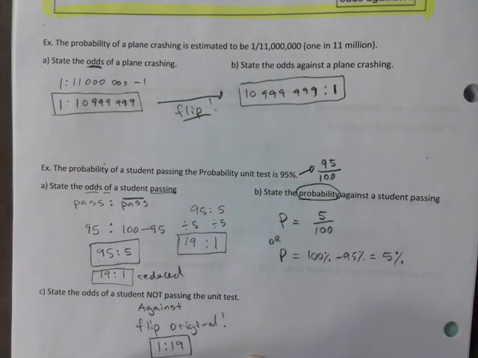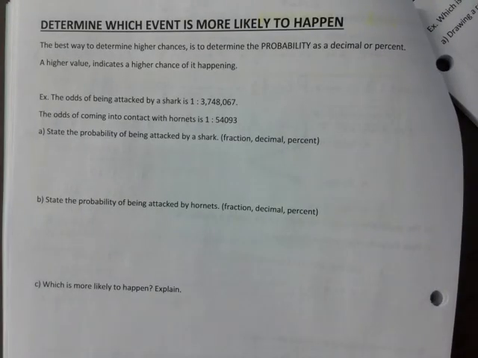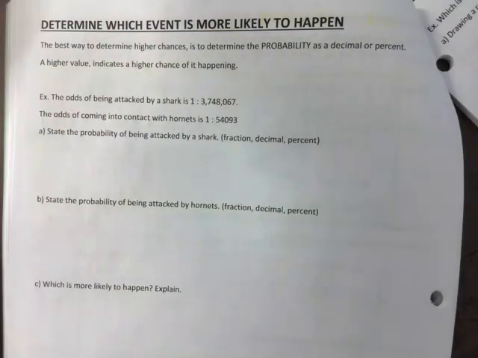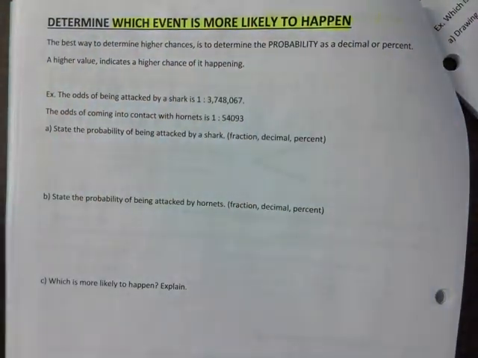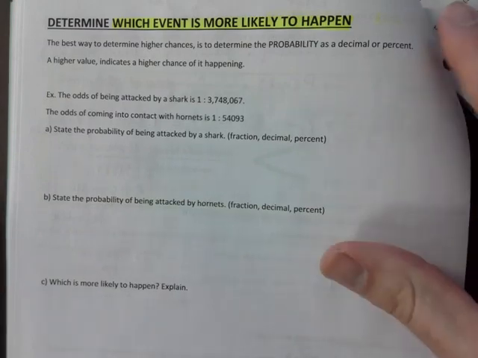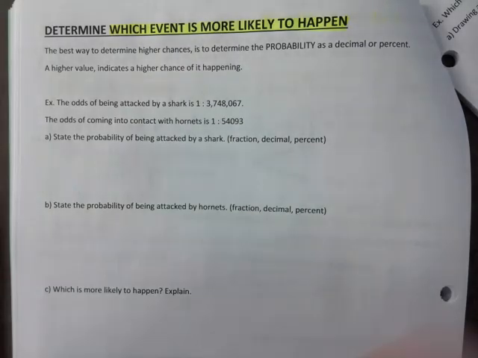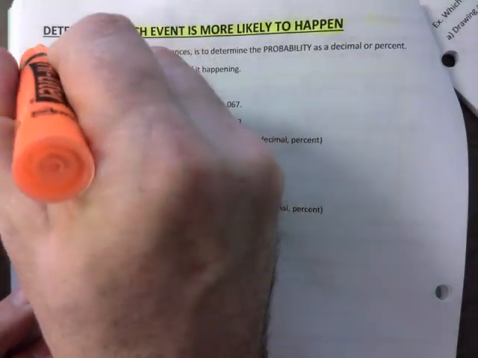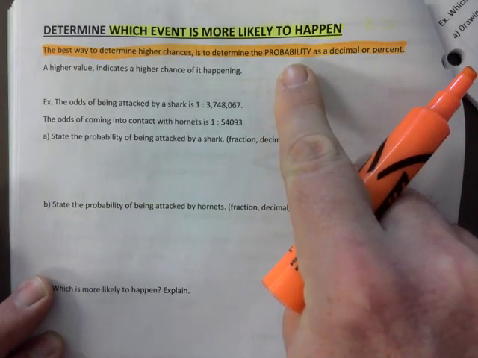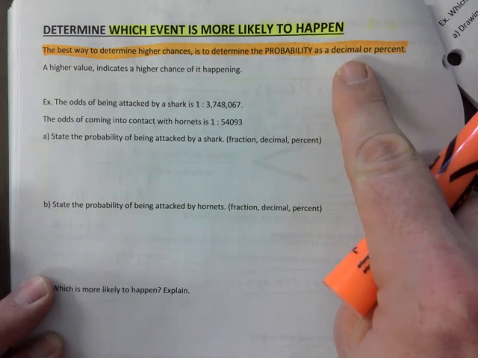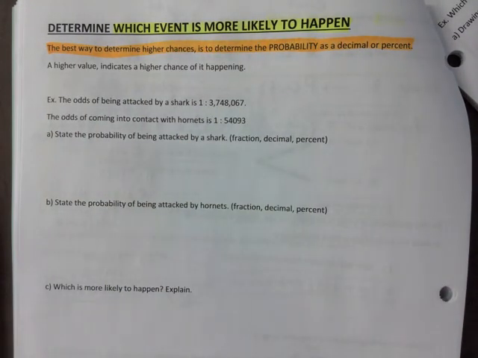There you have it. Let's go to 23, and then I'll let you do a little bit of work on your own here. You need to be able to tell me which event is more likely to happen, which one has a higher chance. And the best way to determine this, I'm going to highlight this part. You should probably have this on your study sheet. The best way to determine is to actually figure out the probability as a decimal or percent. Fraction is very hard to tell which one has the higher.